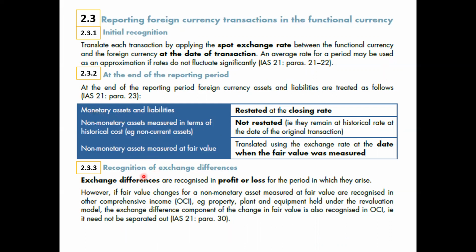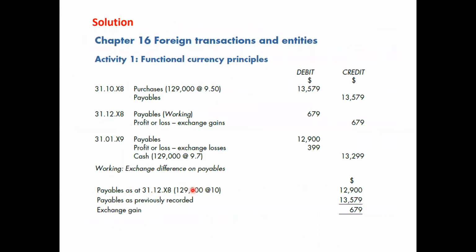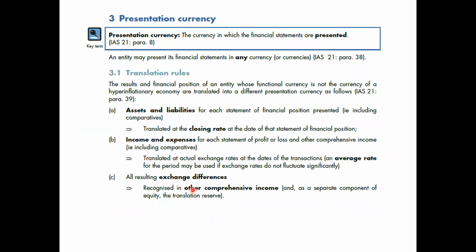The difference that I then get will be an exchange gain or exchange loss, but I need to know where I need to recognize it. Any fair value changes from non-monetary assets that are measured at fair value will be recognized in OCI, and the rest will all be recognized within the statement of profit or loss. Okay. So you can work through a couple of currencies, make sure that you understand it and understand how to account for it.